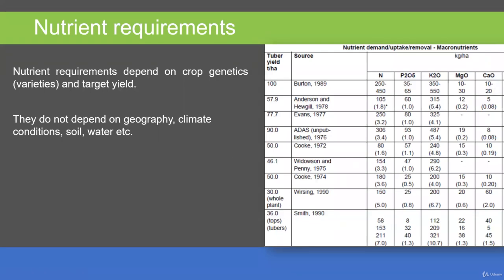Now, as I mentioned, the nutrient requirements depend on the crop genetics and the target yield. They do not depend on geography, climate conditions, soil, water, etc. In this table, we don't see the location, we don't see the climate conditions, we just see a correlation between the nutrient demand or nutrient uptake and the yield.